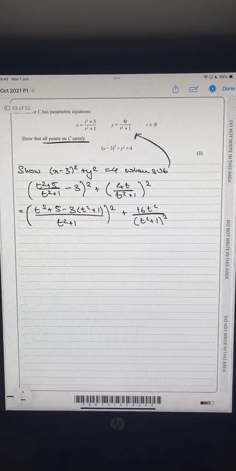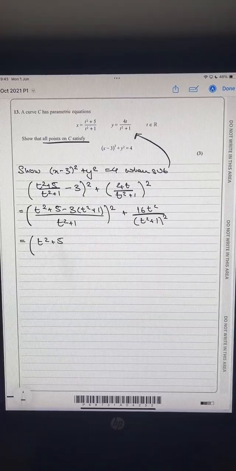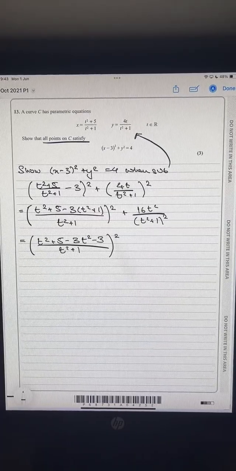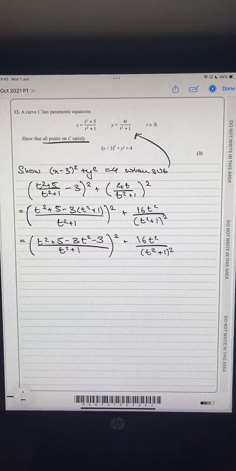Next step, we've got to clean up our numerator here: minus 5 plus 5 minus 3t squared minus 3, divided by t squared plus 1. As you can see, this question is nothing difficult. It's just about playing with algebra. So don't make any silly mistakes when you play with this algebra.